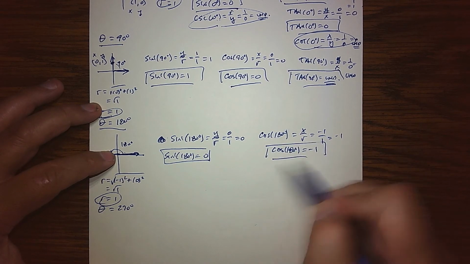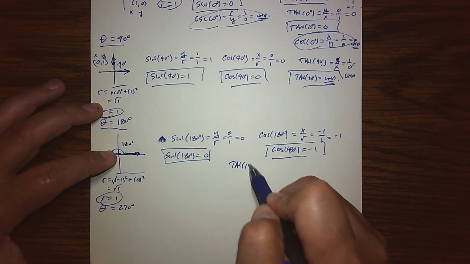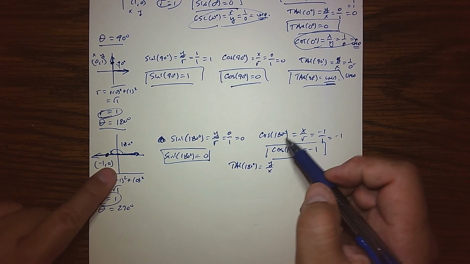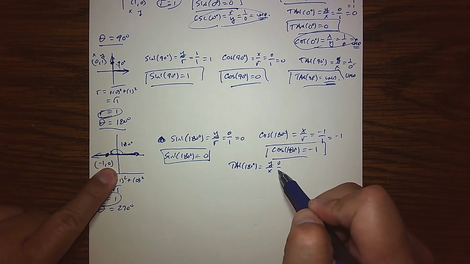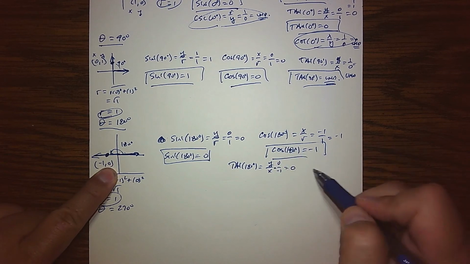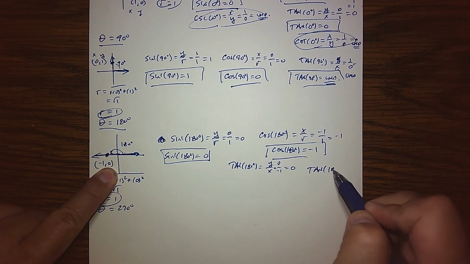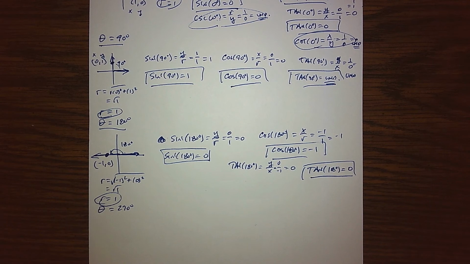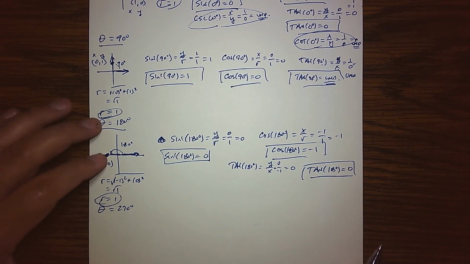The tangent of 180 by definition is y over x. For my picture, my y is 0, my x is -1, so we end up with 0. So the tangent of 180 is equal to 0. All right, and so there you have it, the big three. And of course, reciprocals for the next one.